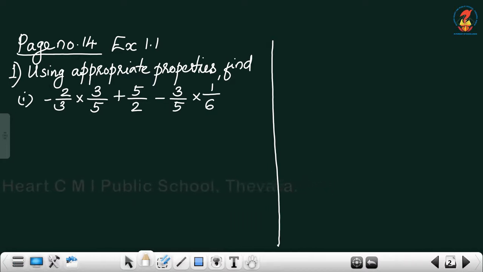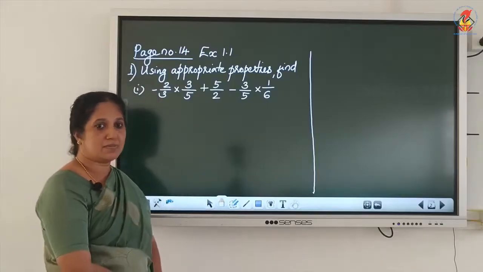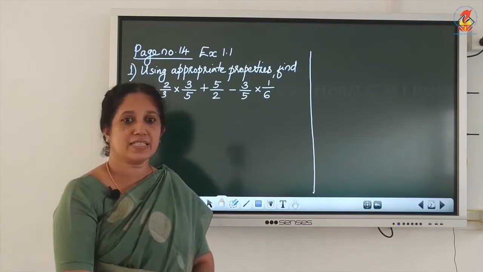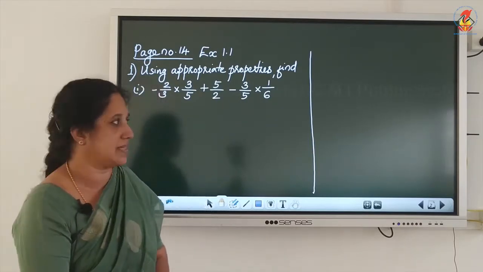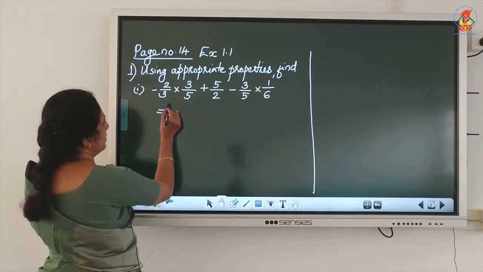Now, how can we use the properties here? The first step is to identify the terms. How many terms are here? Do you remember what is meant by terms? Terms are combinations of variables or constants, and they are separated with the addition symbol. Now look at that. This one we can write like this.